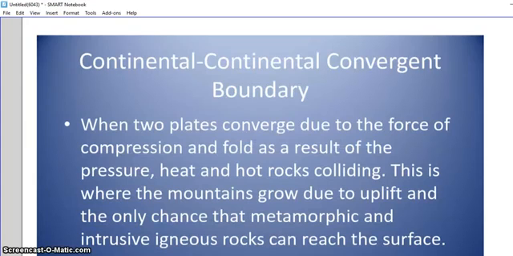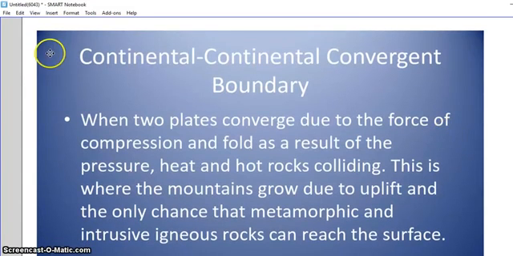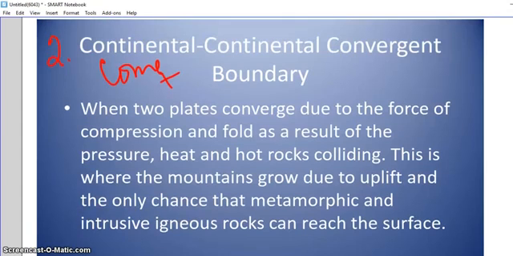All right, then we have the continental convergent boundary. This is number 2. Convergent means coming together. So it's when two plates are coming together and there's a force created called compression. That force is compression, and it causes the rocks to fold as a result of pressure and heat as the hot rocks are colliding. So this is where mountains grow due to uplift.